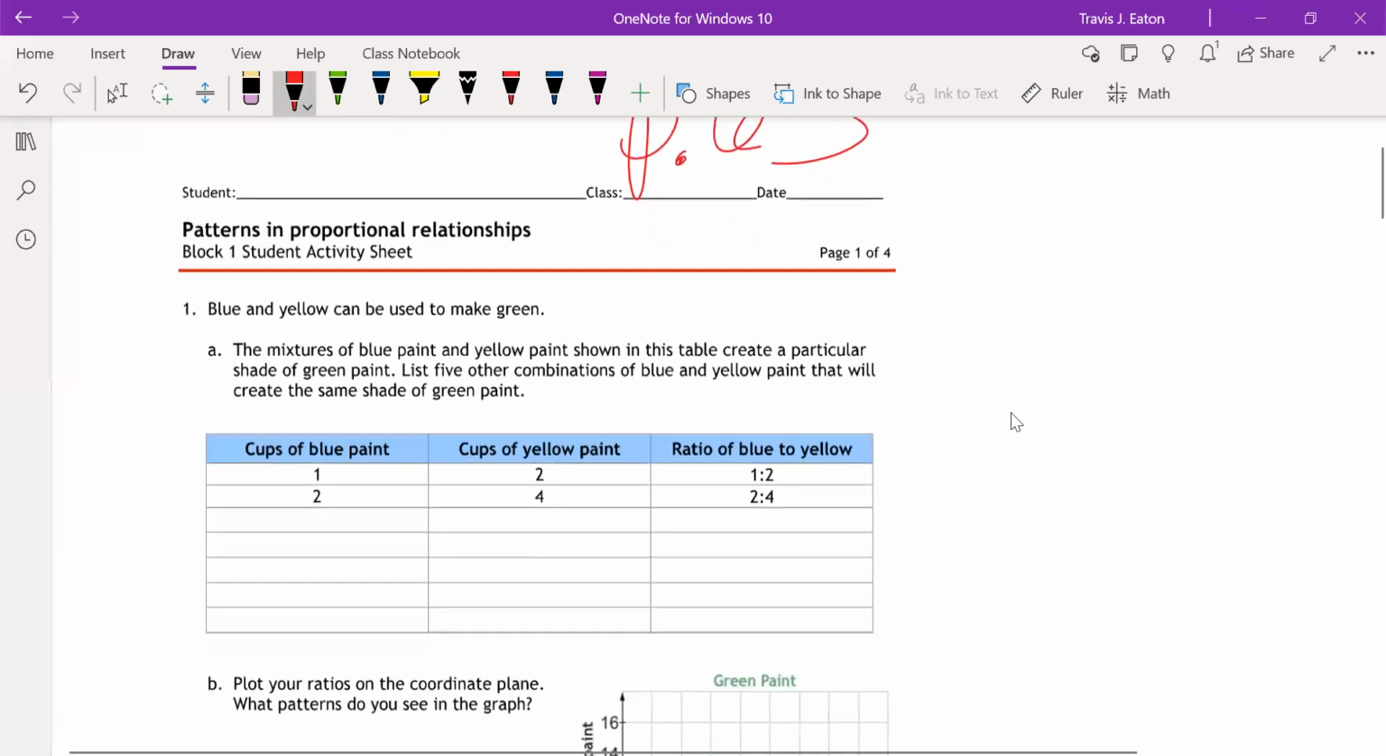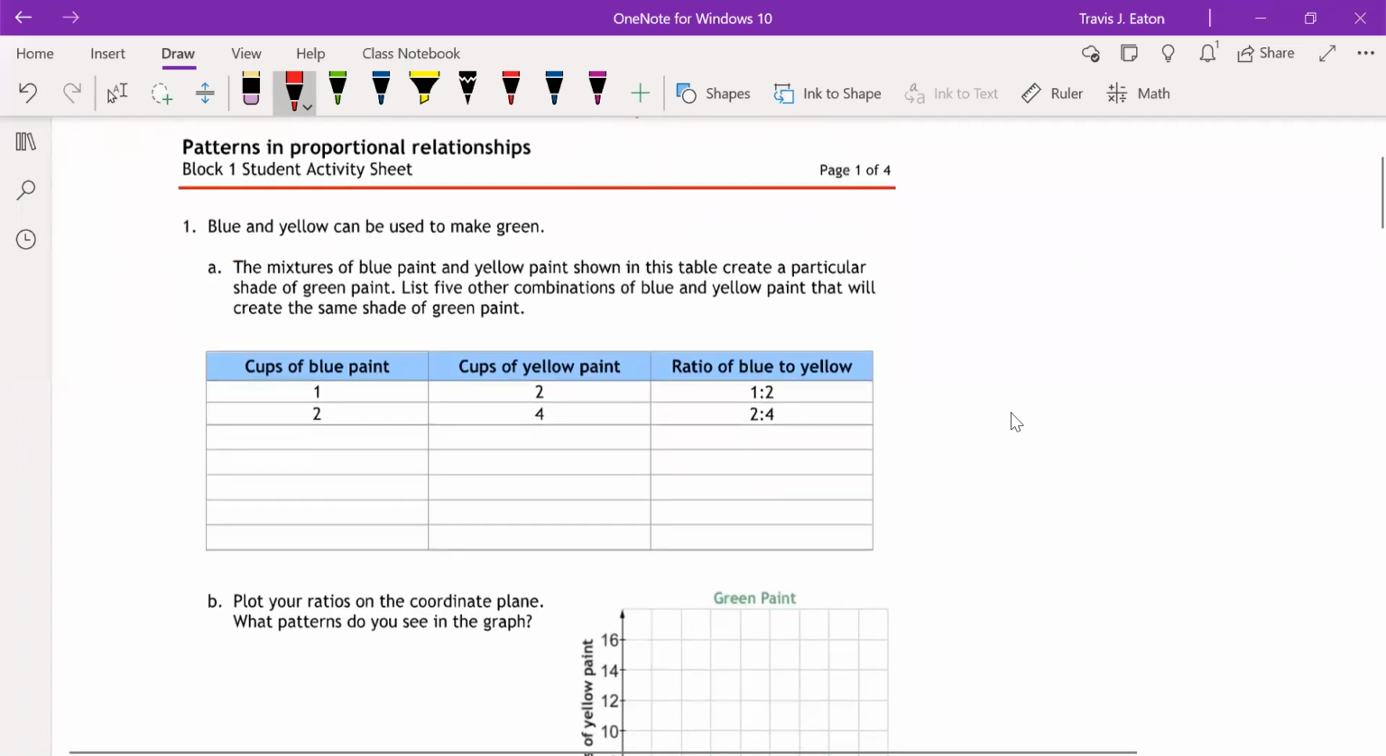Now, everybody knows that blue and yellow can be used to make green. Well, I hope everybody knew that. If you didn't, you do now. Now, you'll notice that this table that we see here, we've got cups of blue paint, cups of yellow paint, and the ratio of blue to yellow.